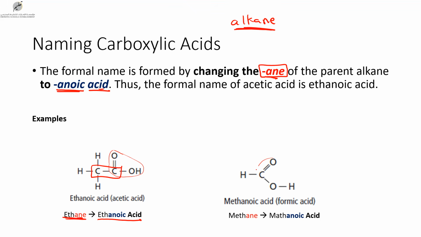Now here you have a carboxyl group, right? How many carbons are here? 1. So this is methane. Remove ANE and put anoic acid. So this is methanoic acid. Now this is also called acetic acid, and this is also called formic acid, which we should remember, okay? And this is how we give names to carboxylic acids.